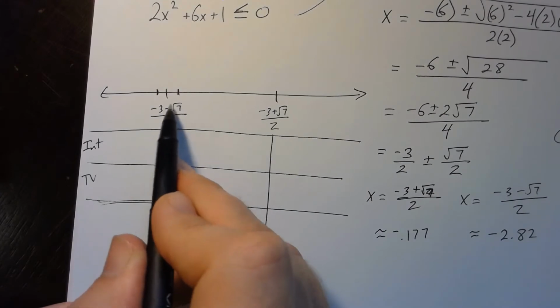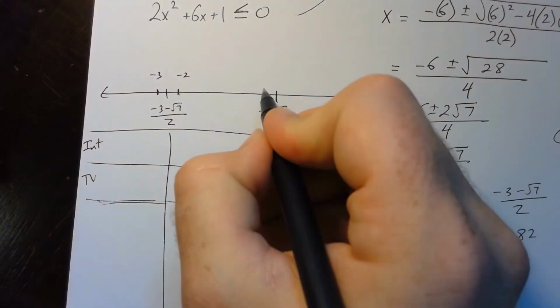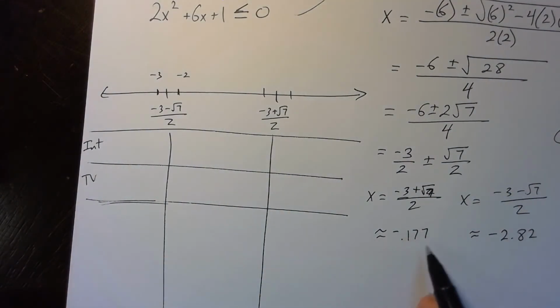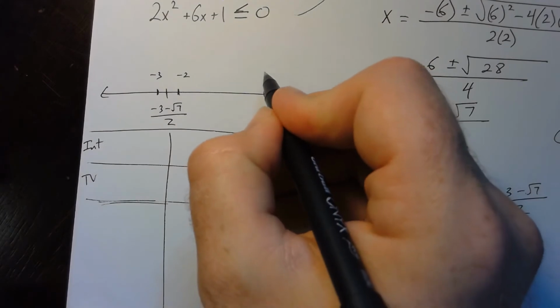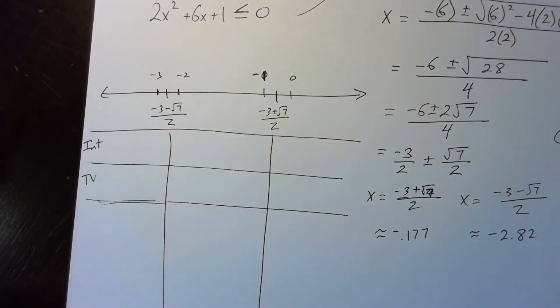So this is negative 2.82, so this should be negative 2 on this side, and this should be negative 3 on this side. And over here to help me, again, this is negative 0.17, not negative 1.7. So this should be between 0 and negative 1. Okay, so now I know approximately where those values sit. Again, these things should probably be spaced out better, but for right now, this is what I really want to see.